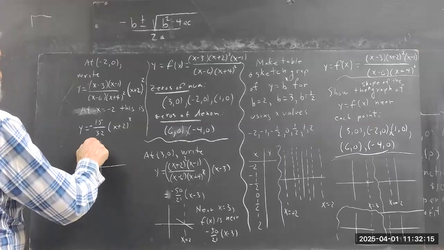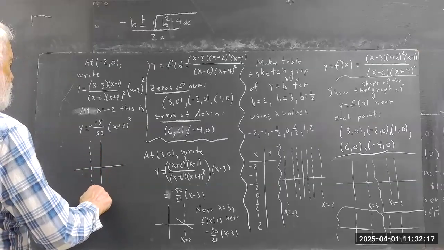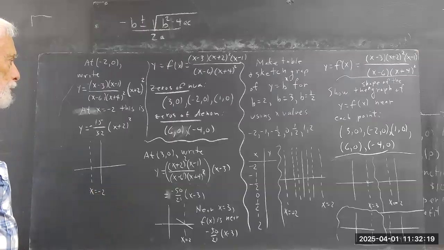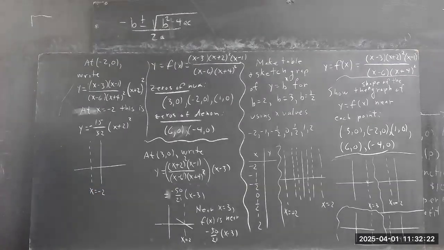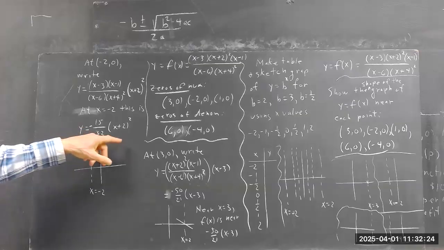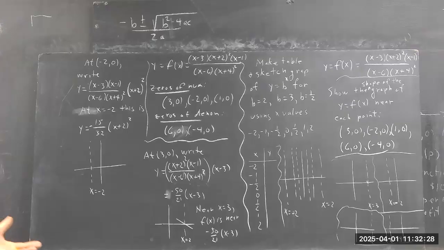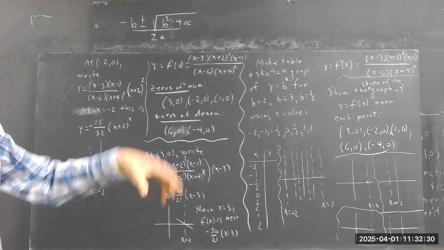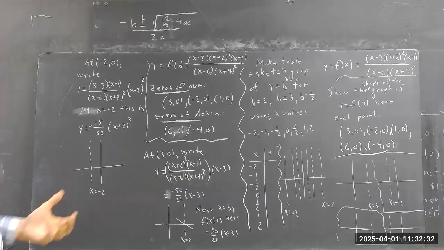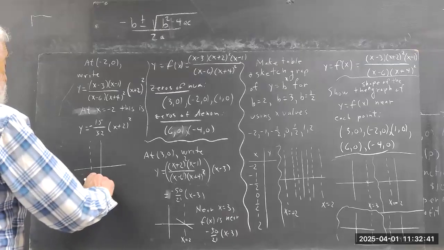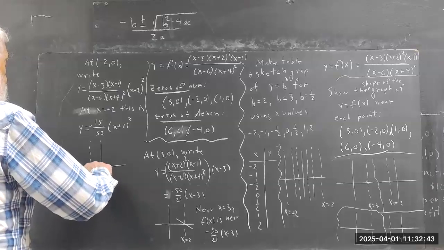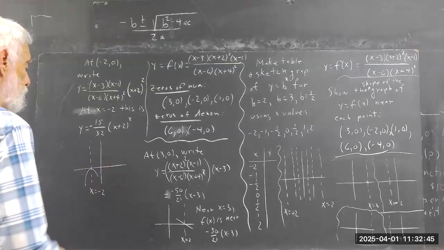So near x equals negative 2, what would the graph of negative 15 over 32 times x plus 2 squared look like? It's a horizontally shifted squaring function with a vertical stretch and a reflection around the x-axis. Which means that the function, if I've done my arithmetic correctly, is going to look like this.